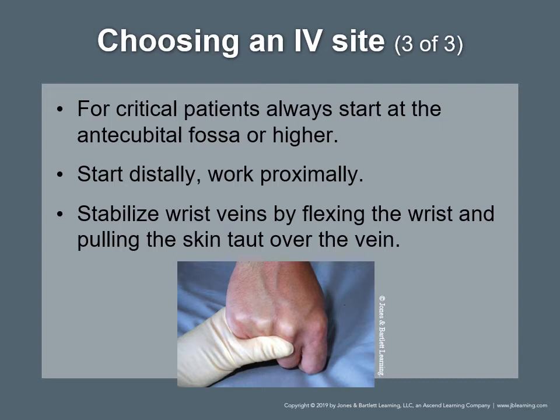Stabilize wrist veins by flexing the wrist and pulling the skin taut over the vein. Apply lateral traction to the vein with your free hand. Applying lateral traction to the vein with your free hand can stabilize veins in the forearm and the AC areas. Caution must be used when cannulating leg veins. There's a greater risk of infection or venous thrombosis and subsequent pulmonary embolus.